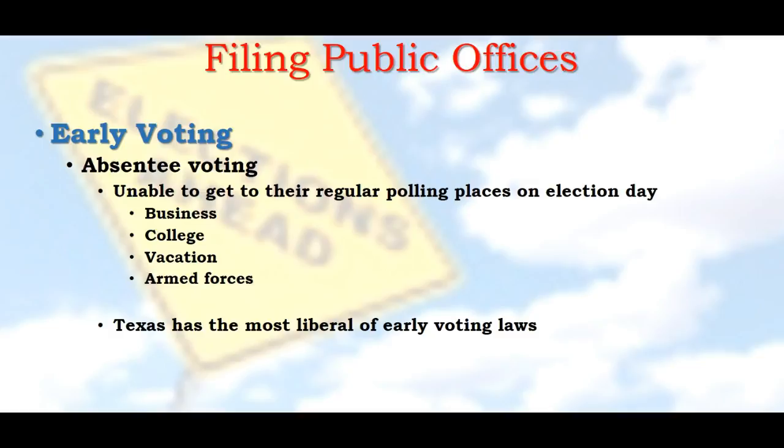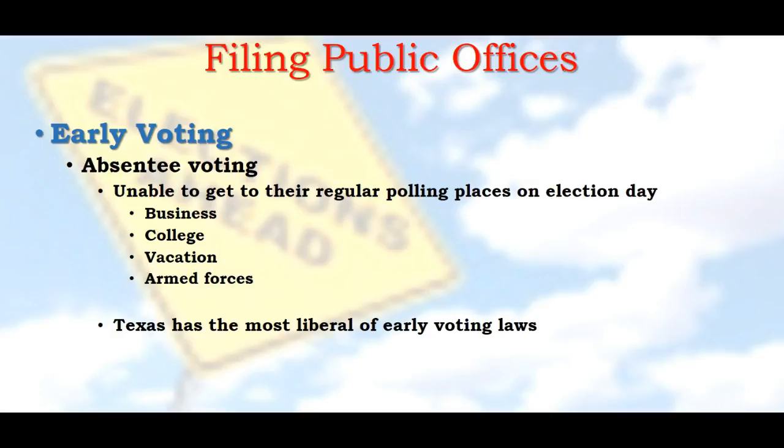Most states make provision for absentee voting, or voting by those unable to get to their regular polling place on election day. Absentee voting laws usually cover three groups of potential voters. 1. Those too ill or disabled to make it to their polling places. 2. Those who are expected to be away from home on election day, such as on a business trip, away at college, or on vacation. And 3. Those serving in the armed forces.